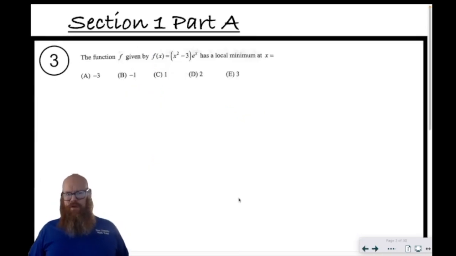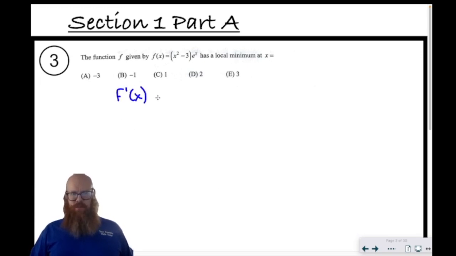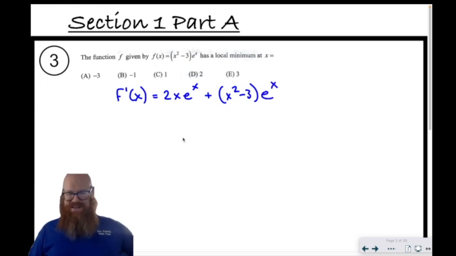All right, the function given by this has a local minimum. So I am going to do the first derivative test. So I'm going to find f prime. Let's remember we're doing the product rule, so the derivative of this is 2x, and then keep the second function the same. Then keep the first function the same and multiply by the derivative, but the derivative of e to the x is e to the x. And then I want to set this equal to 0.